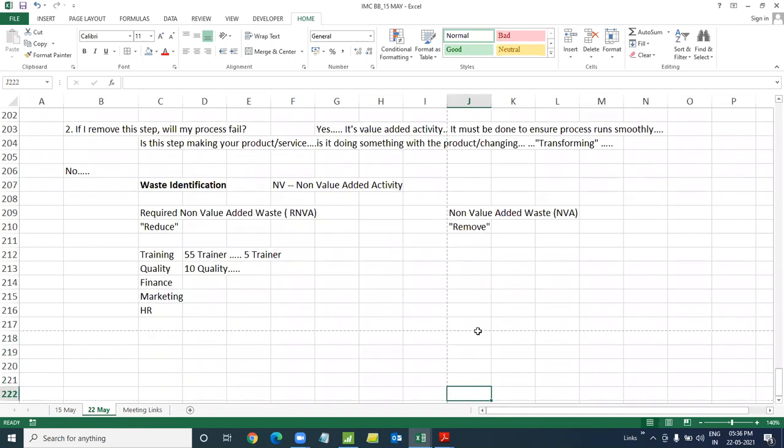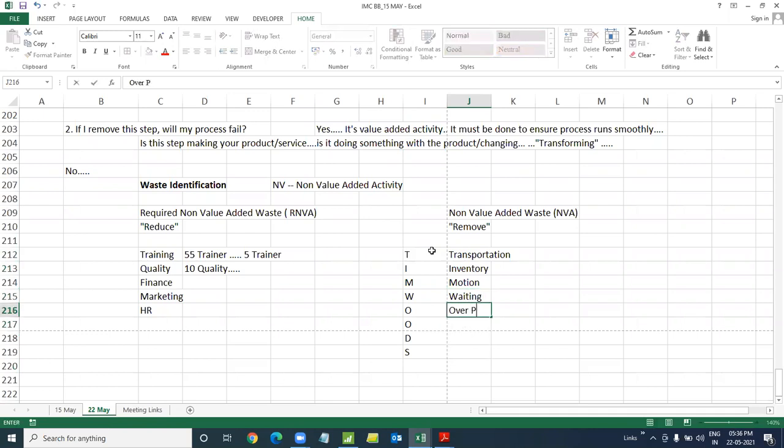All right, so coming back to the ones which are pure waste, which we would like to remove entirely, the easier way to remember this is what we refer to as TIM WOODS. TIM WOODS is the easier way to remember these wastes. T stands for transportation waste, inventory waste, motion waste, waiting waste, overproduction waste, over processing waste, defects or reworks, and skills. When I say skills, it's unutilized skills.